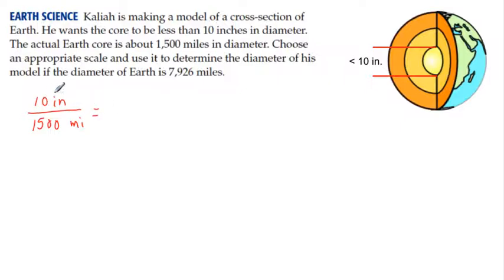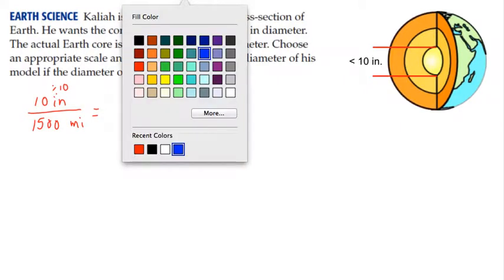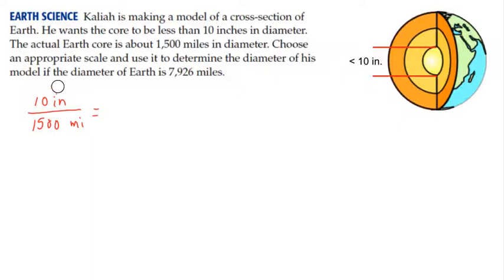If we divide both by 10, let me make this in a different color. This might show up a little better. Let me just erase that 10 right there, and we'll go in with, let's choose green. How about that? We're going to divide by 10 here, and I want to divide by 10 here. So if we go ahead and divide both of those by 10, 10 divided by 10 is 1. So it's 1 inch represents 1500 divided by 10 is 150 miles. So we can write that as 1 to 150, and that is our scale. So when it says choose an appropriate scale, that's our scale where it's inches to miles.